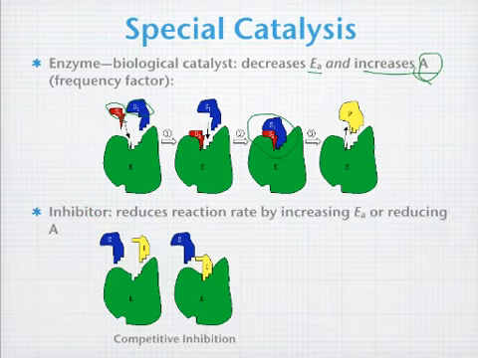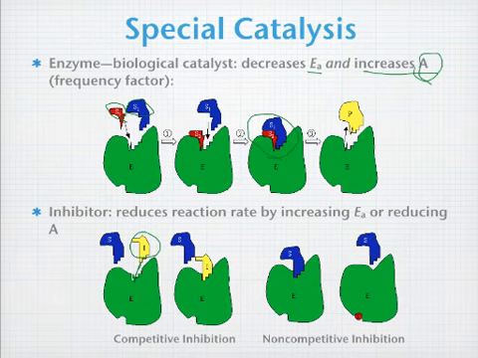We can have an inhibition. An inhibitor reduces the reaction rate by either increasing the activation energy or by reducing that frequency factor. And there are two kinds of inhibition. I'm not sure that this is going to be relatively important, but it's interesting to see. A competitive inhibition is one in which I, the inhibitor, now fits into the chemical key on the enzyme, locks in preferentially and keeps the substrate from coming in, so it is unable to react.